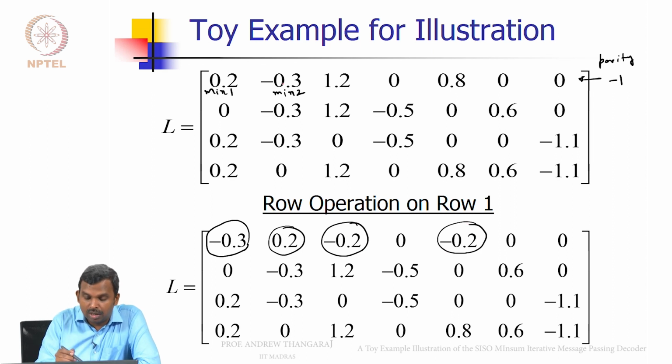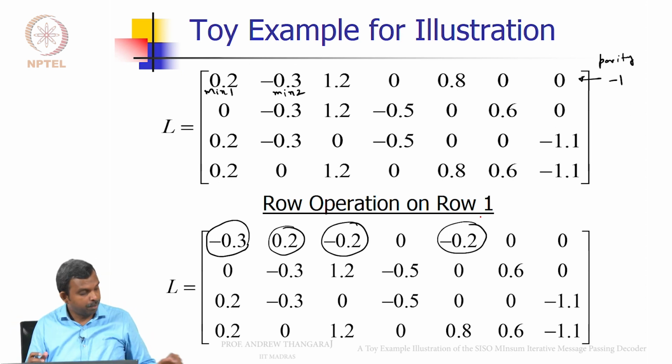The original sign here was negative, so you made it positive. The original sign here was positive, so you made it negative here. Original sign was positive, you made it negative here, but you kept all the values 0.2. So, that is the row operation on row 1. Is that okay? As simple as that. Just find the 2 least minimums and then do the substitution of the values and adjustment of the sign.